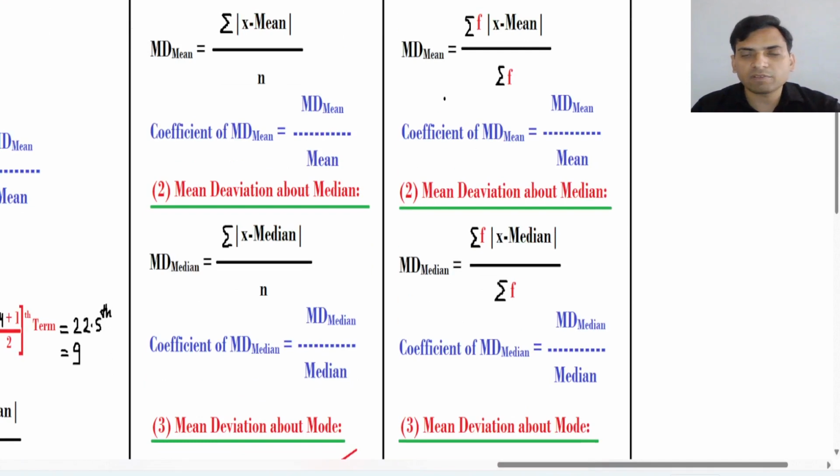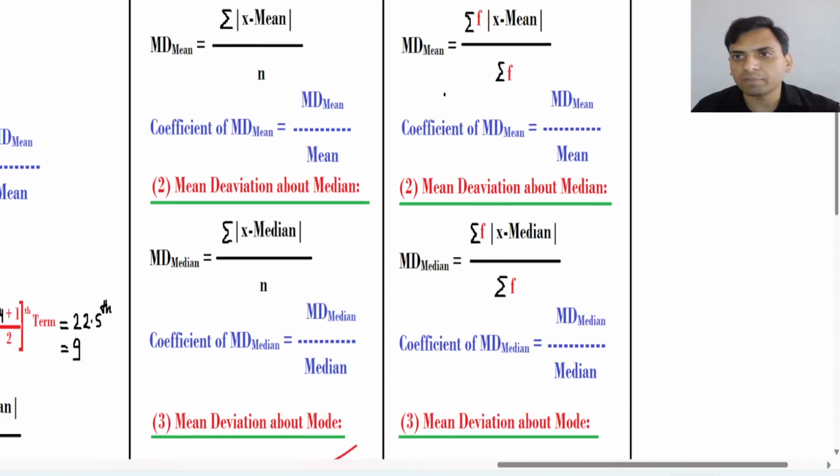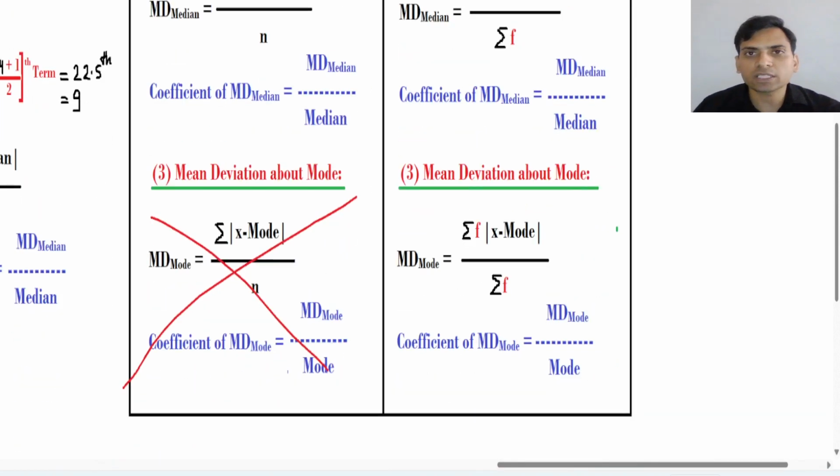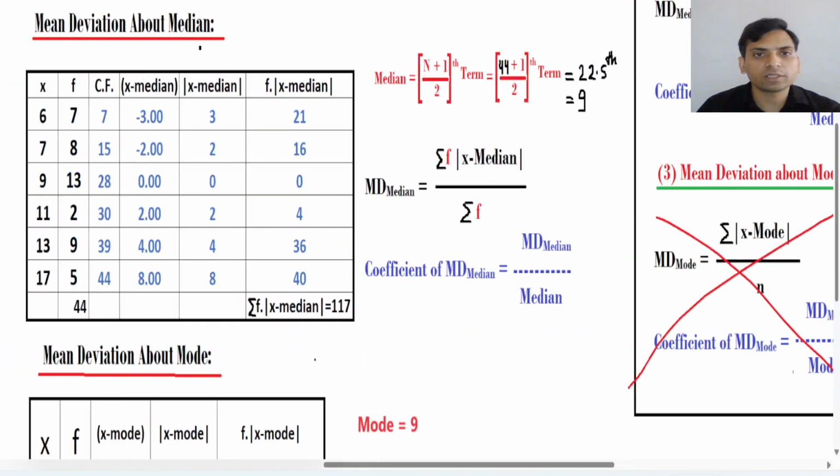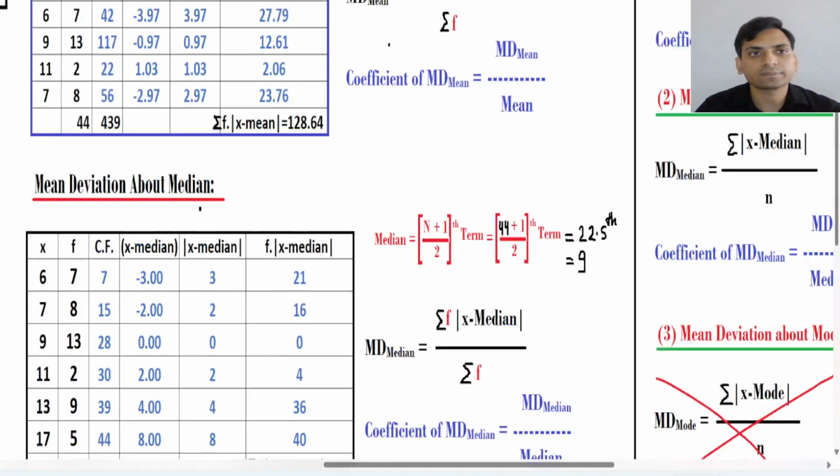The coefficient is this mean deviation about mean divided by mean. For mean deviation about median we replace the word mean by median, and for the coefficient this quantity is divided by median. For mode, the median is replaced by mode, and then you can write the formula for mean deviation about mode. To find its coefficient, we divide the mean deviation about mode by mode. Now we will see a numerical for this type of data set.